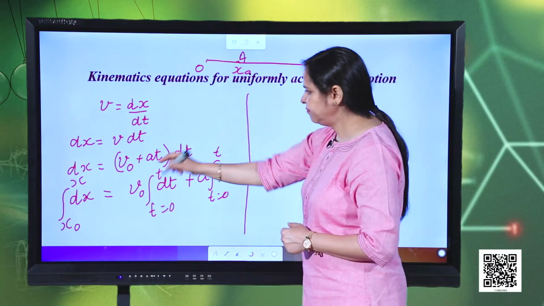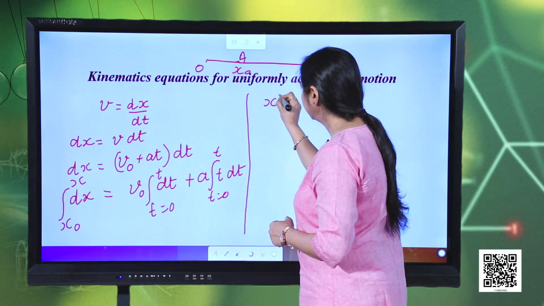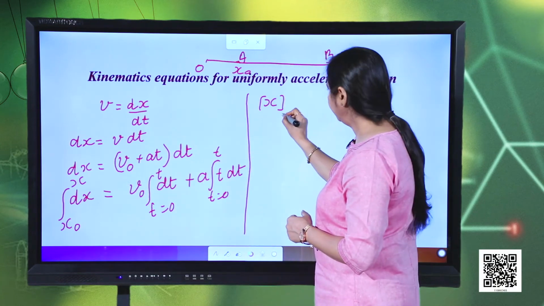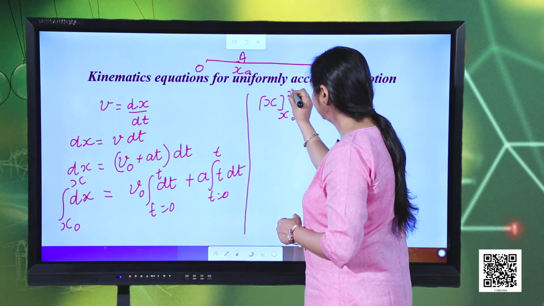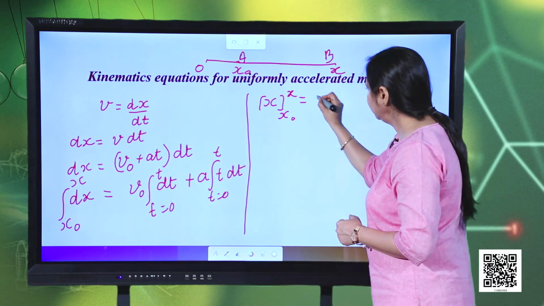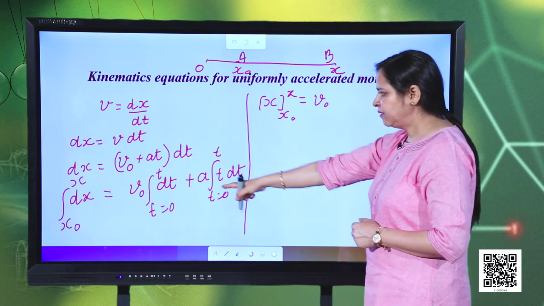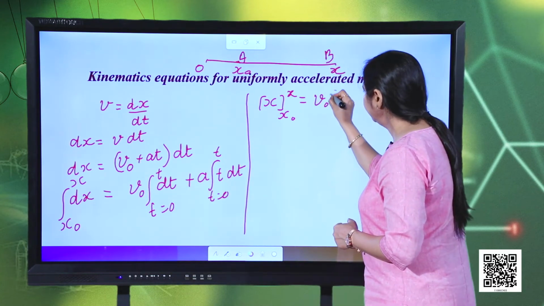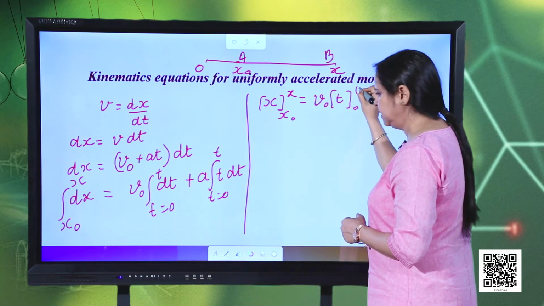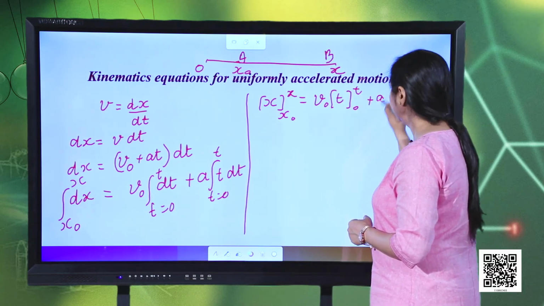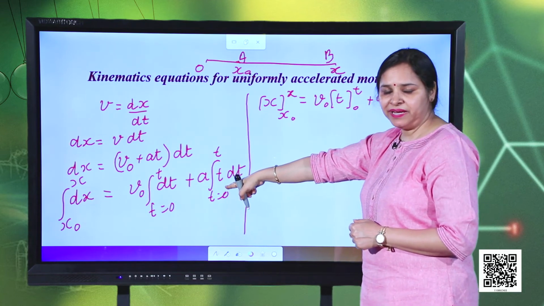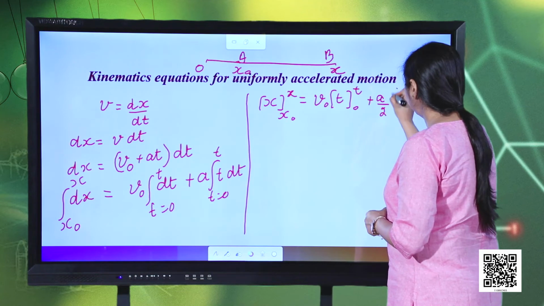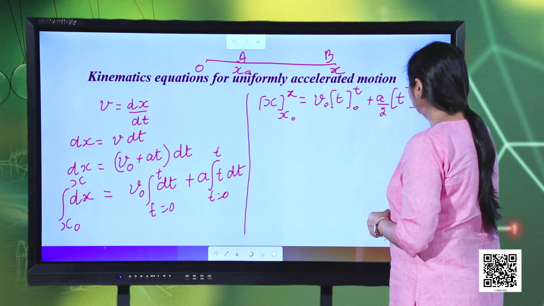Yes, on the left hand side we get x, integrating x to the power 0 with respect to x, and the limits will be x naught to x, equals to, again, V naught is common, and we are going to integrate t power 0 with respect to time. So, we get t again 0 to t, then plus a, integration of t will be t square by 2. So, 2 is constant, I take it like this, and t square, and put the limit as 0 to t.